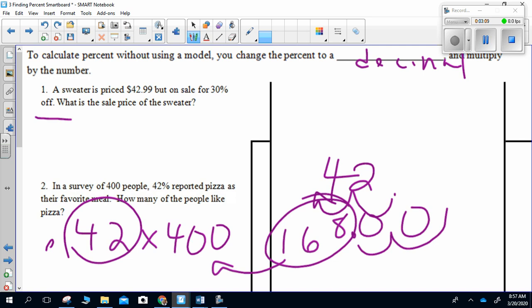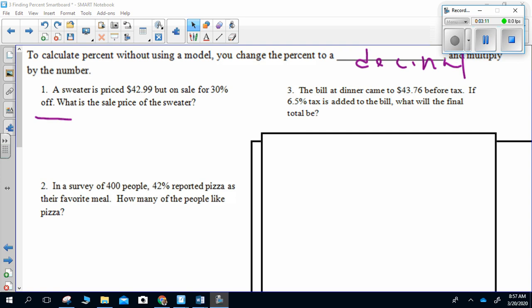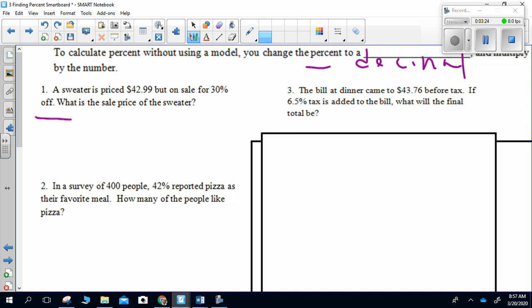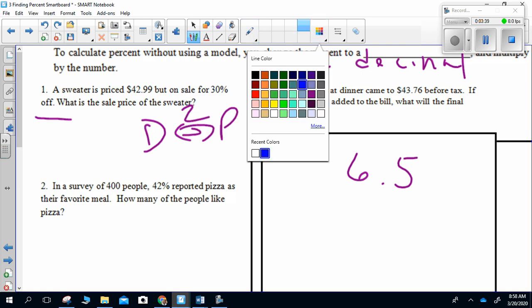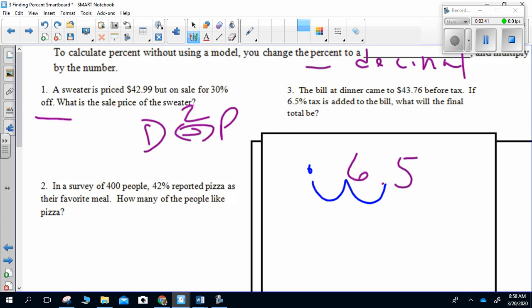All right, the next question is right here. This one says the bill came to $43.76 before tax. If 6.5% tax is added to the bill, what will the final total be? So I have to change my percent to a decimal. And remember, it's D to P. So I have 6.5. I'm going to move my decimal point 2 places to the left. So 1, 2. So I'm going to be multiplying by 65 thousandths.